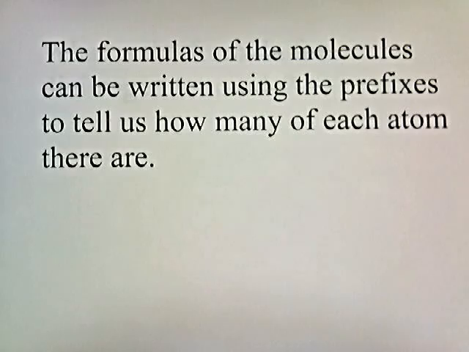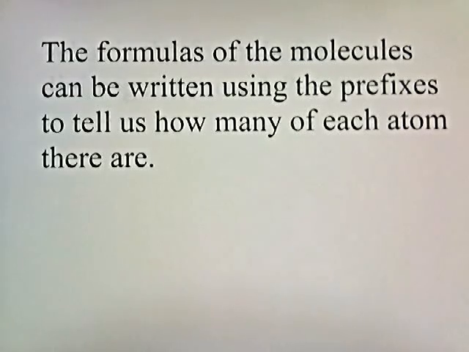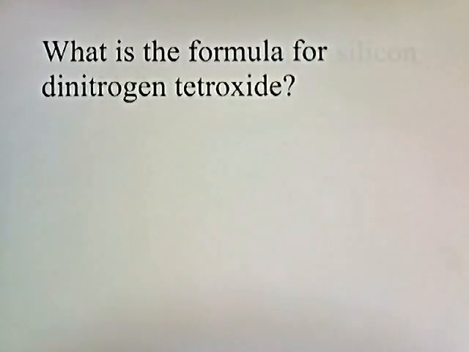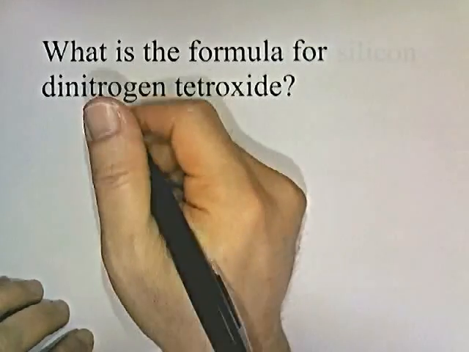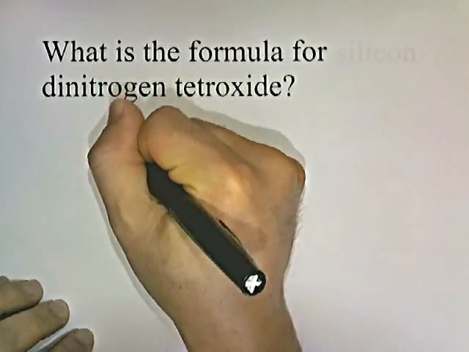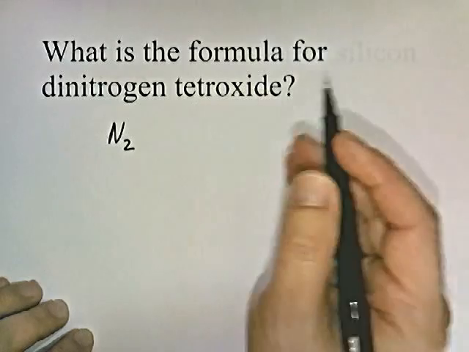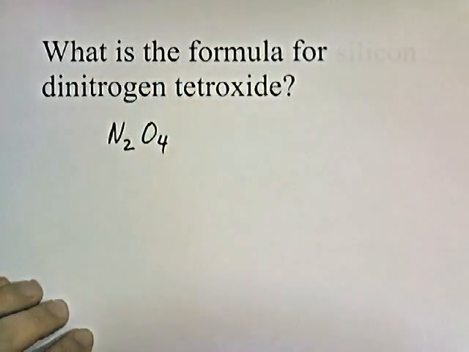Alright, so the formulas of molecules can be written using prefixes to tell us how many of each atom there are. So we're going to write formulas given the words. What is the formula for dinitrogen tetroxide? Dinitrogen is 2, so N2, and then tetroxide, so that's 4, so that's O4.